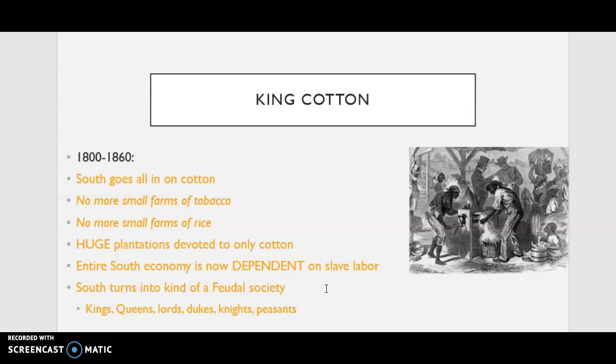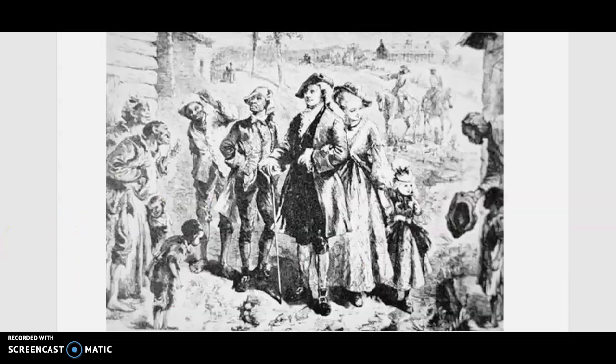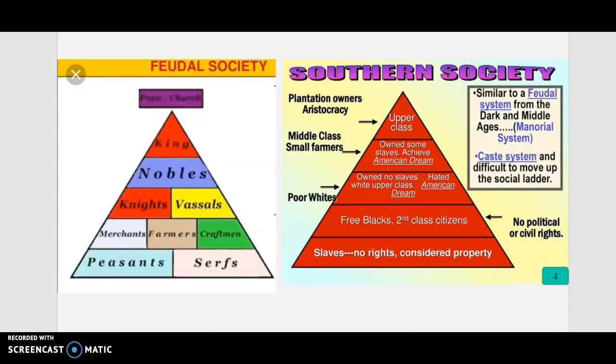And the South turned into this kind of feudal society. Like we think of feudal society as kings and queens, lords, dukes, knights, and peasants. The South was a feudal society of sorts. So we have a feudal society over here on the left, right? You see the king and the nobles, the knights below it, farmers and peasants even further below. And that's kind of what the American South was.